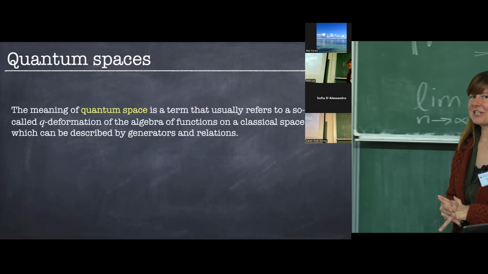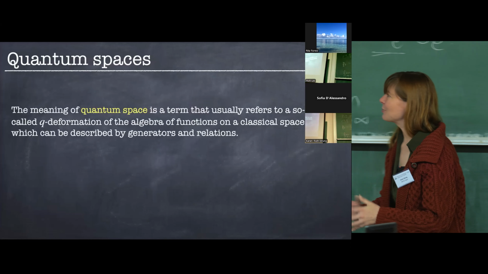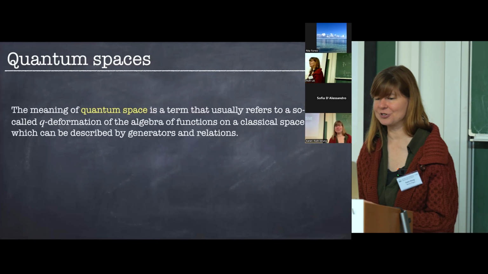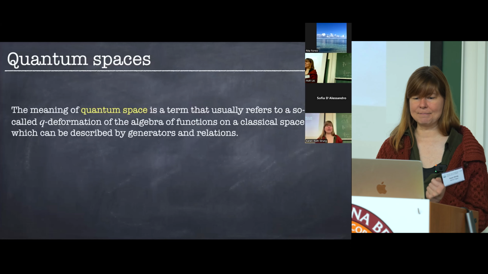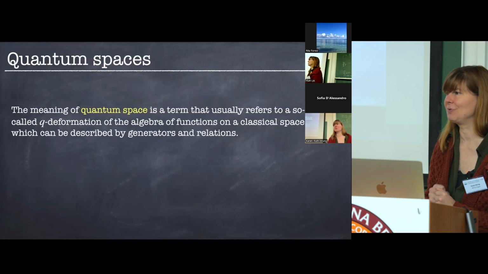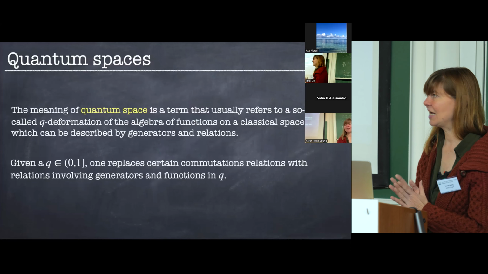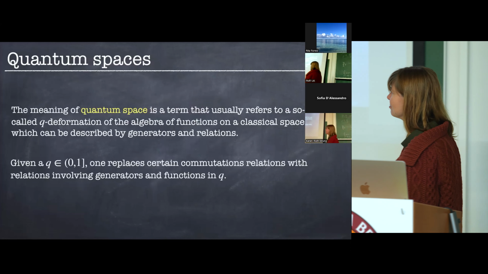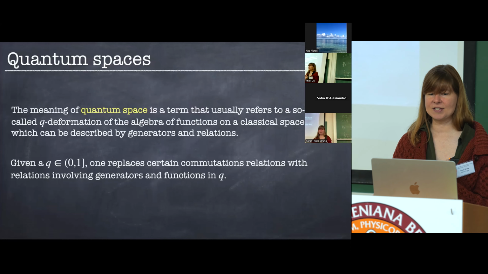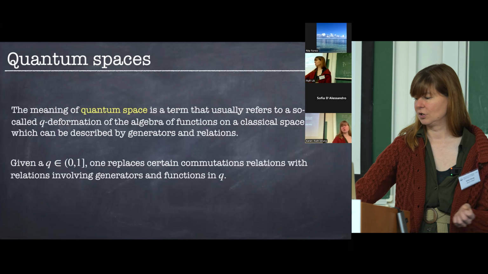So this is where I come to the second object in my title. What do I mean by a quantum space? This is going to be a bit hand-wavy, but usually it refers to some sort of Q deformation of a function algebra on a classical space, which can be represented by generators and relations. And what you do is you take a Q between 0 and 1, and you replace the commutation relations with some relations that now involve generators and functions in Q.